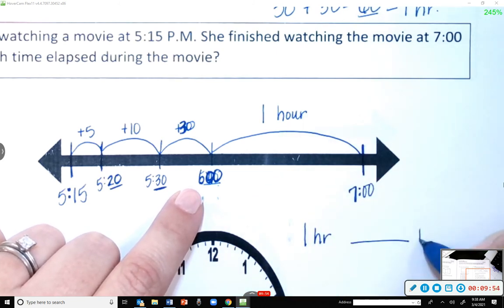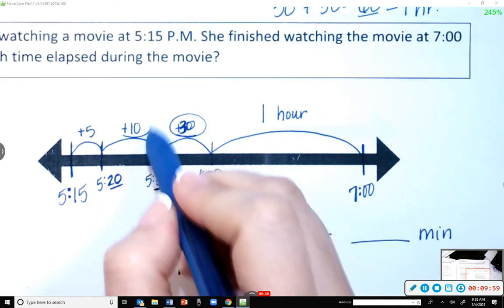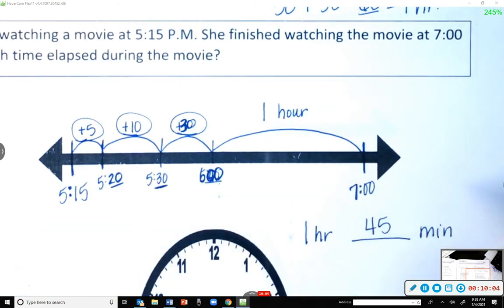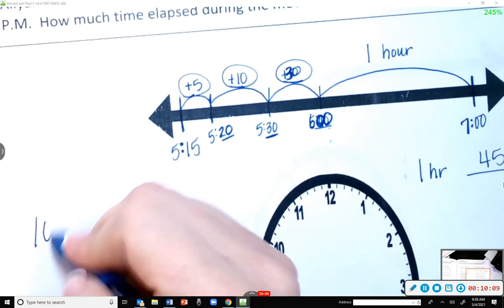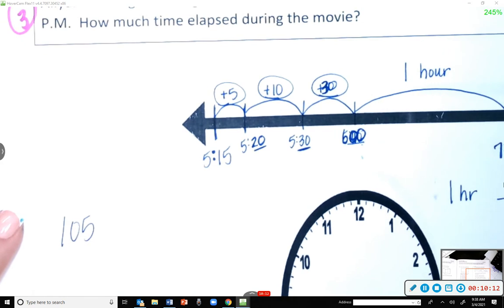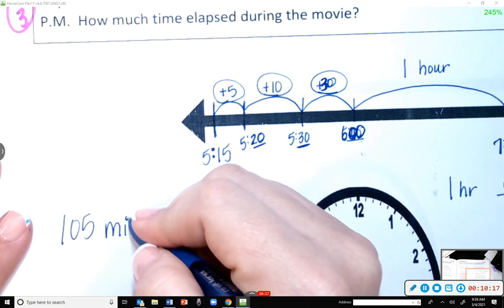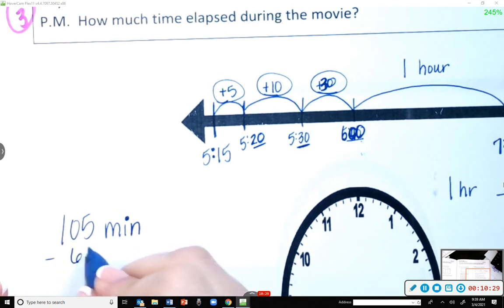And then how many minutes? 45. 45. Good. Because 30 plus 10 is 40. Plus 5 is 45. Now what a lot of you guys wanted to do was do all your times, and then you got 105. Okay, but in time, you can't have more than 60 minutes, right? So I need to take out 60 because 60 minutes equals what? An hour.